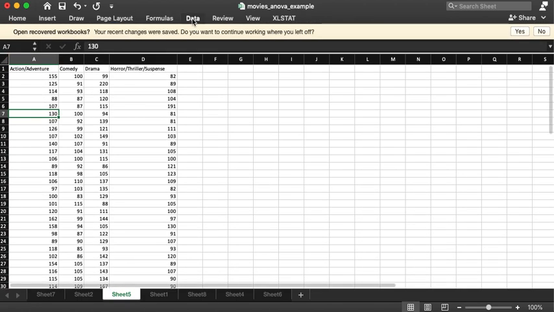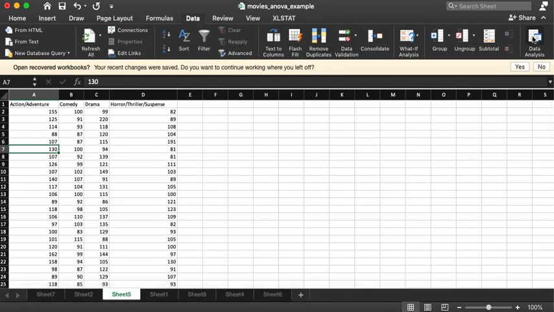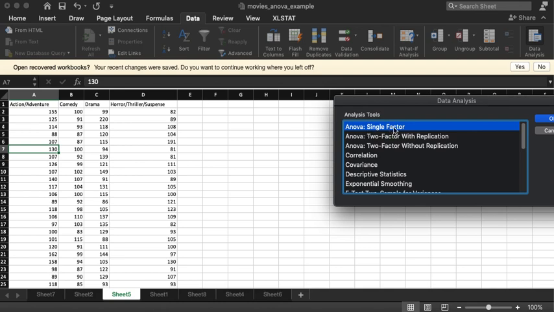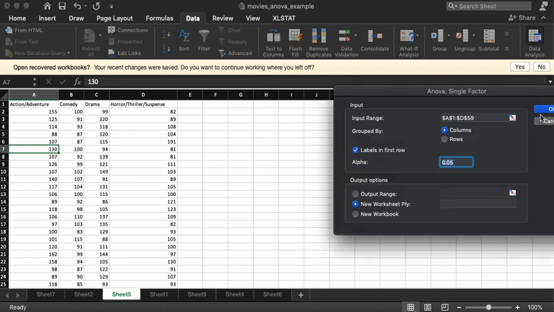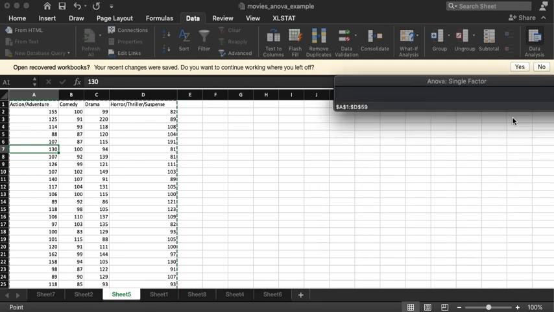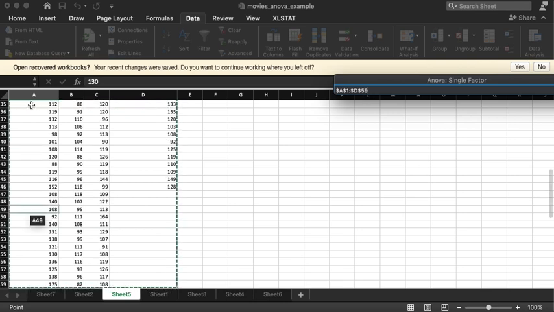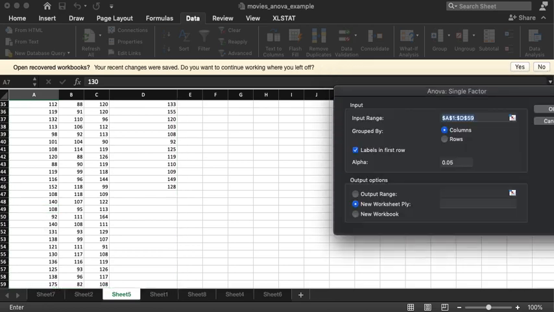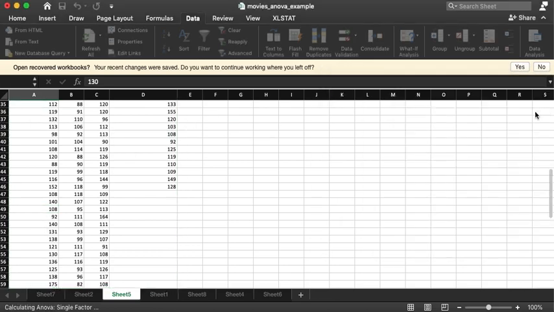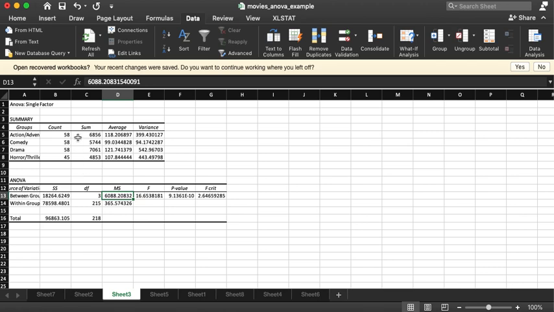So we go to Data, Data Analysis, ANOVA, single factor, and then I need to tell it where the data is. I'm going to hold Shift Command and then arrow that takes all of the rows there, all the columns, and then down for all the rows. I'll hit Enter, and it gives me the results.